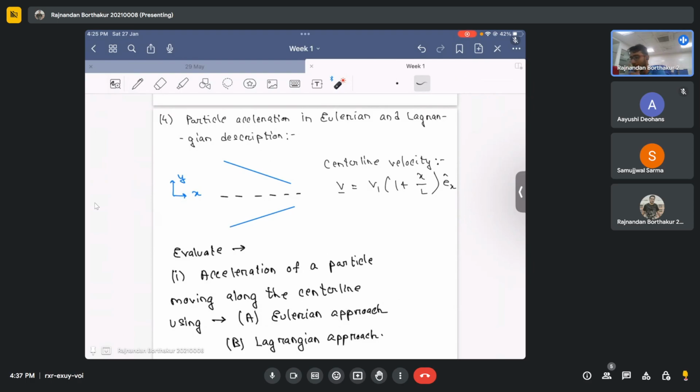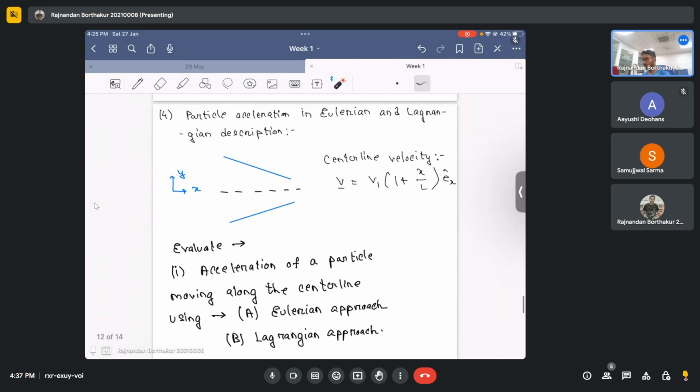This is a very important problem, and it clarifies our concepts on Lagrangian and Eulerian description. So I named this problem particle acceleration in Lagrangian and Eulerian description, but it basically is nothing but some fundamental definitions only. So you can read this problem on your own and then try to think about how to solve this problem. And I'll give you some time to think about this.